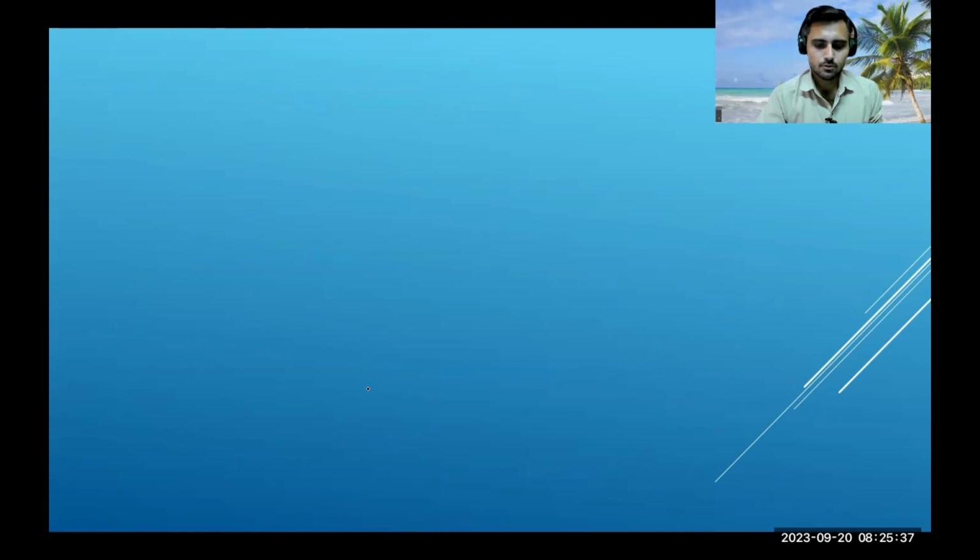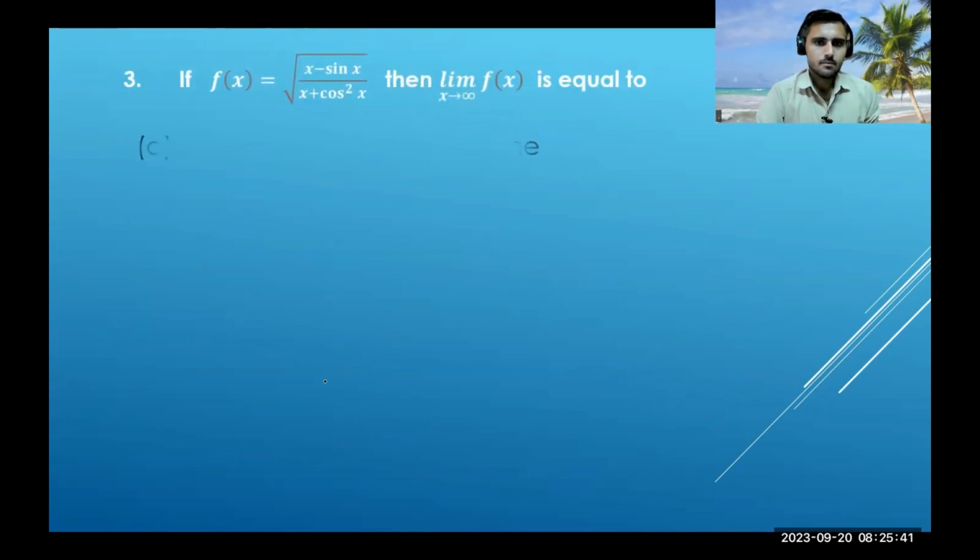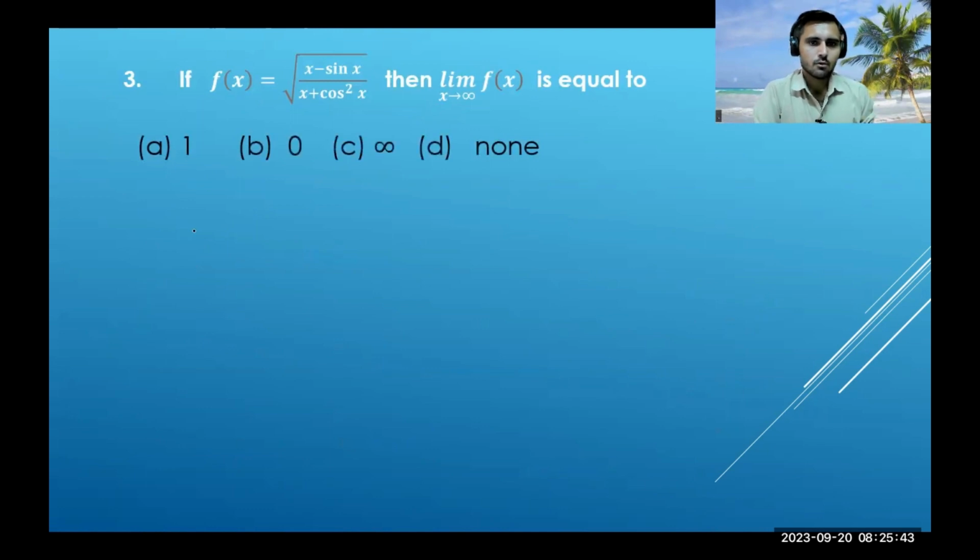So let's go to the next question. Question number 3, we have a function f of x equals x minus sin x upon x plus cos square x, and we need to find the limit of f of x as x tends to infinity.